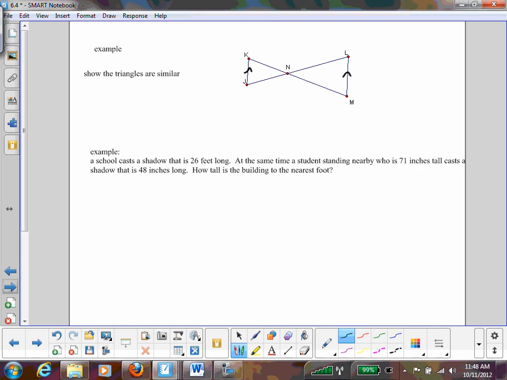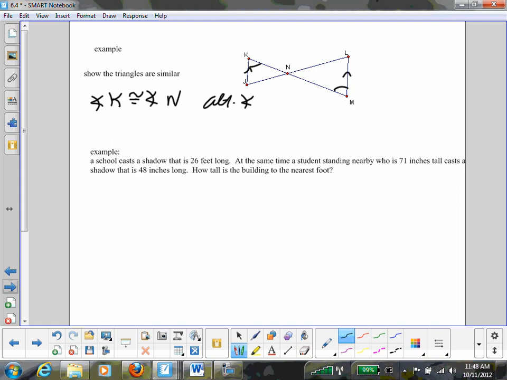All right, show that the triangles are similar again. So again, we're looking for at least two angles that are congruent. Raise your hand. Who can tell me one set of angles? Gabby? Angle K is congruent to angle M because they are considered to be what kind? Alternate interior. Okay, give me another set. Aaron? Okay, for the same reason, angle J is congruent to angle L because they're alternate interior.